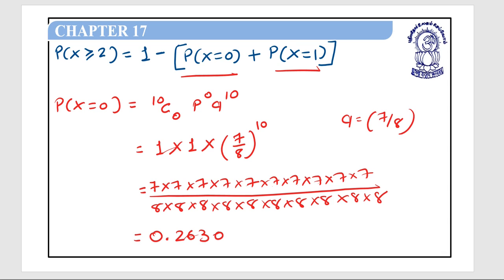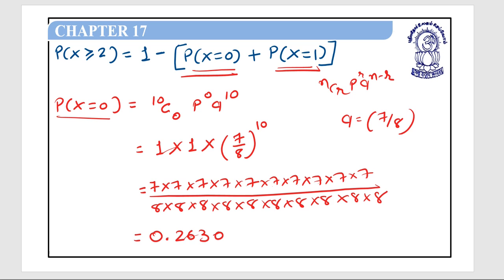So the easiest way is probability of x greater than 2 is equal to 1 minus the probability of x is equal to 0 plus probability of x is equal to 1, which is unwanted. We don't want probability of x is equal to 0 and probability of x is equal to 1. So probability of x is equal to 0. Here we are using the formula nCr p raised to r q raised to n minus r.